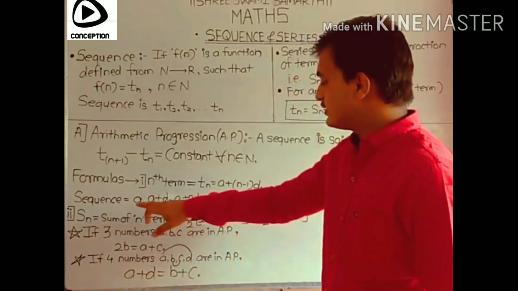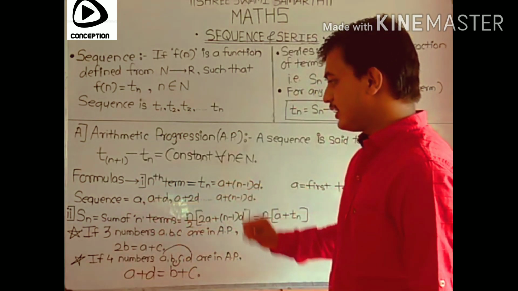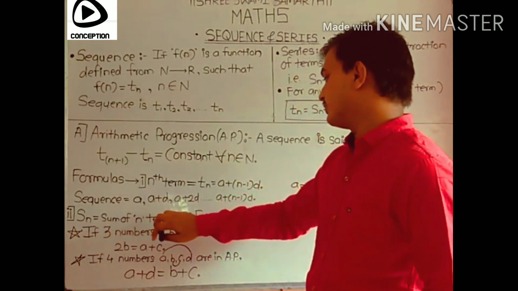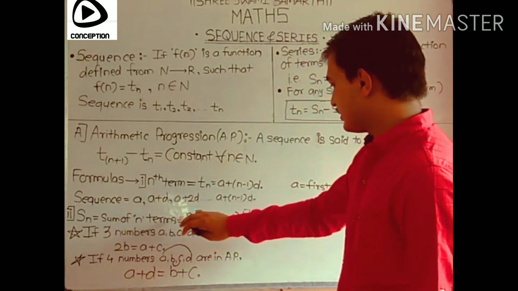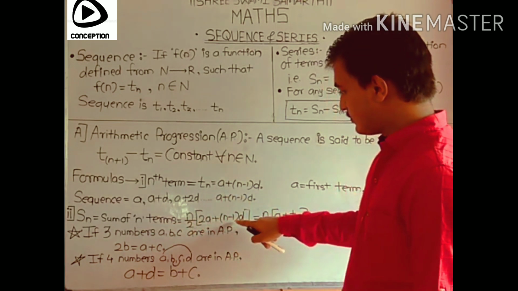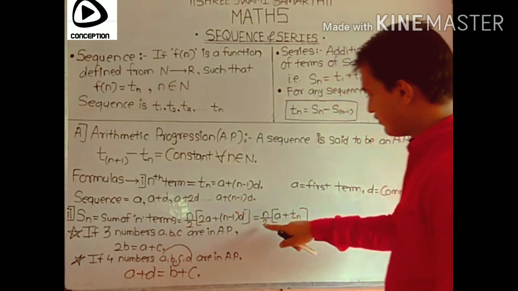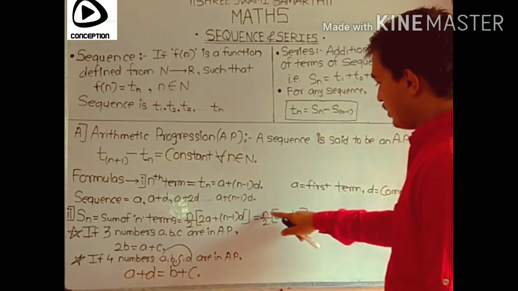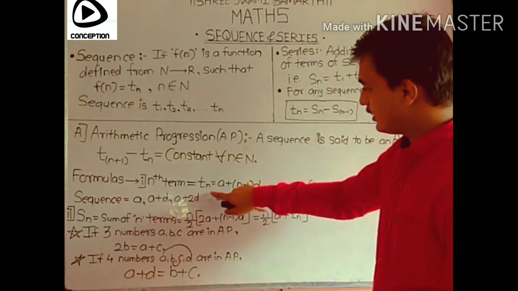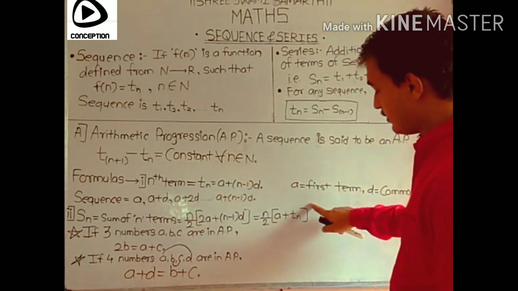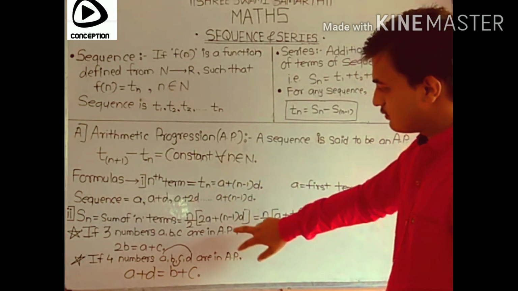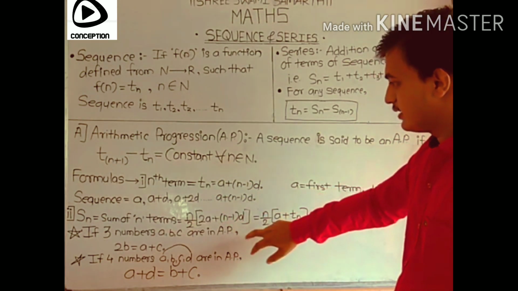And because the sequence is in AP, the second formula we will deal with is the sum of n terms. The formula is n by 2 into bracket 2A plus (n minus 1)D, and the other formula is n by 2 into bracket A plus Tn. It includes the formula of Tn, so it will be very beneficial for us. So remember it. These are the two formulas which will help in the problems.